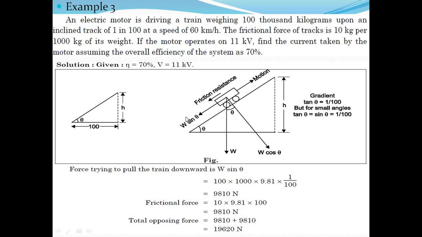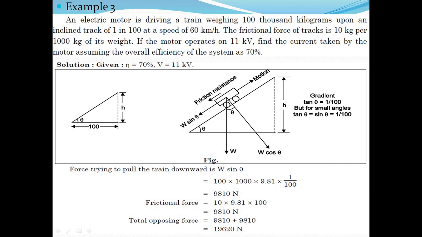Now this is the same kind of example. First we have to find the mechanical work done, that is the mechanical energy, which is the total opposing force into distance. First we find the force trying to pull the train downward, which is W sin theta. Then we find the frictional force, which is given as 10 kg per 1000 kg of its weight, converting into newtons. Then this is the total opposing force.